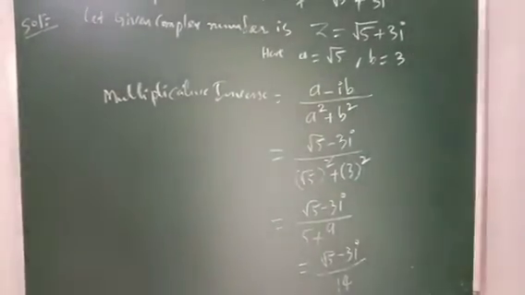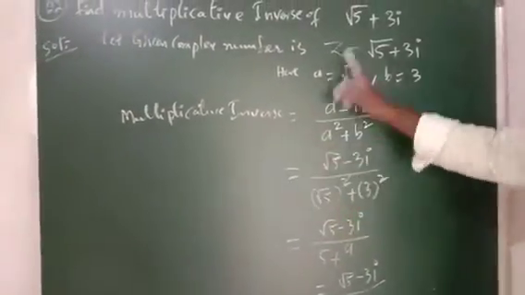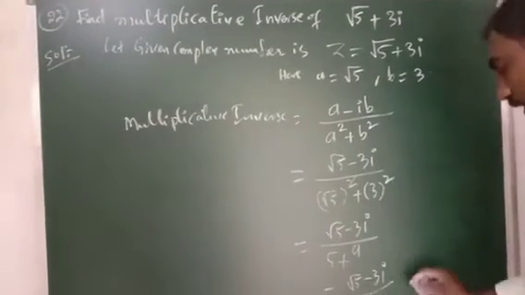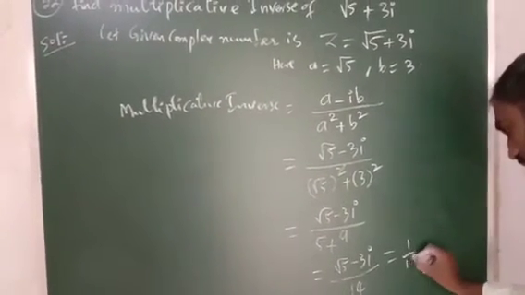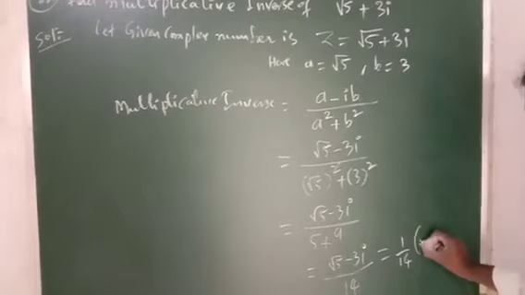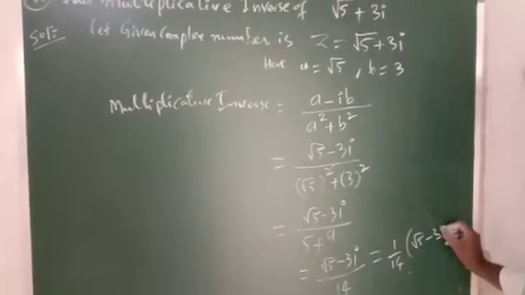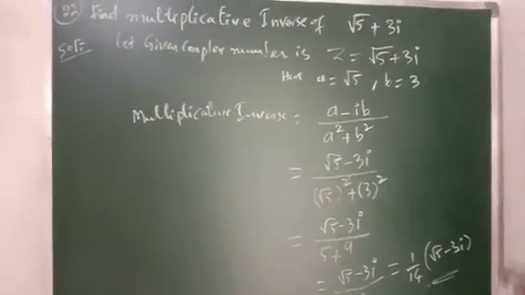This is the answer for multiplicative inverse of the given complex number, or we can write this denominator outside, that is 1 by 14 into (root 5 minus 3i). This is the multiplicative inverse.